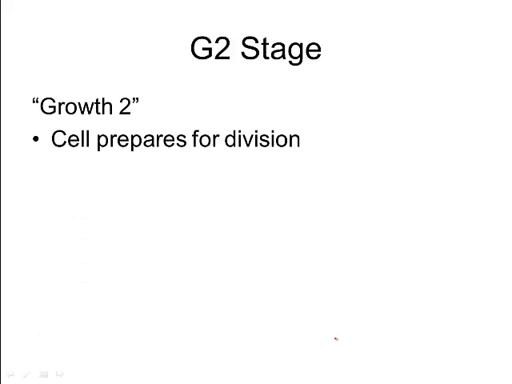All right, so once we have made a copy of all of our DNA, and we've had a complete set of DNA, two sets of it, we then can move into the G2 stage. And this stands for growth 2. And this is where the cell is going to prepare for division, so it's going to get itself ready to divide. And so a couple of things that happen.